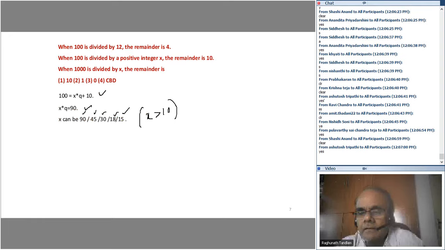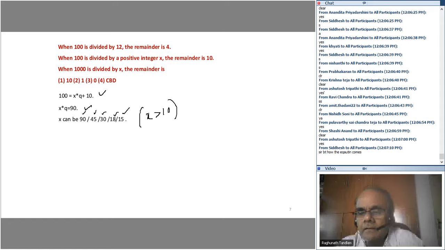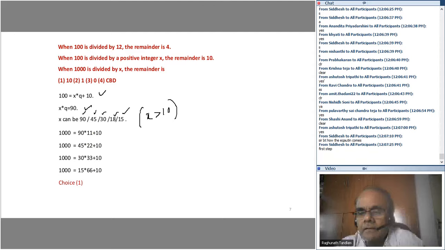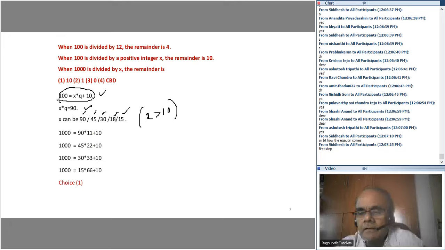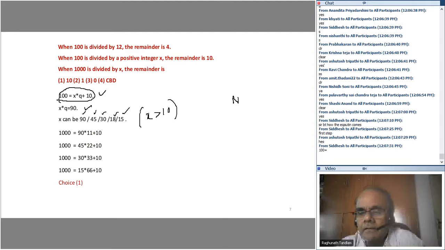Madhabi, are you clear? Right. Now, any number divided by 1000. Suresh, which equation comes? How does this equation come? That is your doubt. Any number can be written as divisor into quotient plus remainder. Are we clear or not?